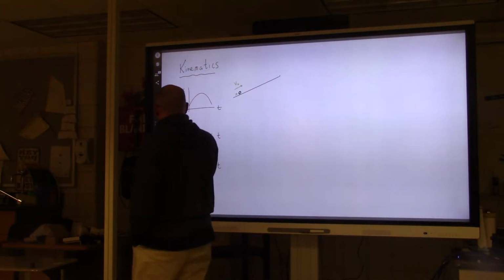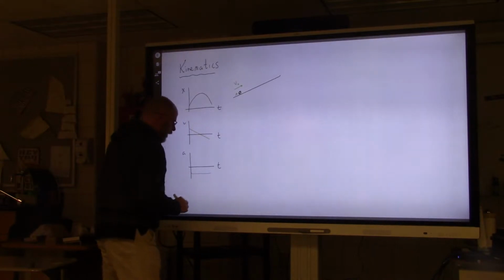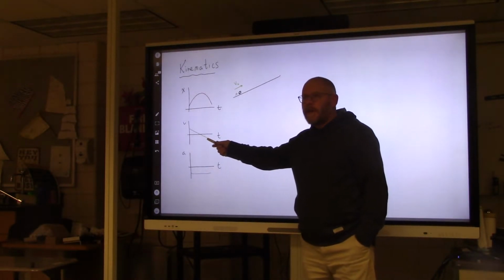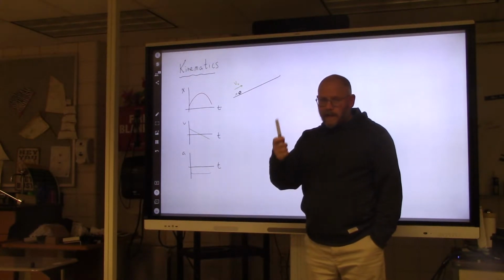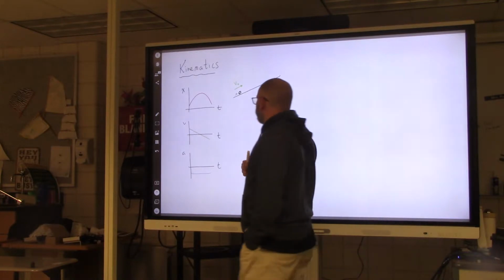What about the acceleration graph? How do we get the acceleration graph? Take the derivative of v. Yes, it's the slope of the velocity graph. What do you notice about the slope of the green line? It's constant and negative. Is that cool?